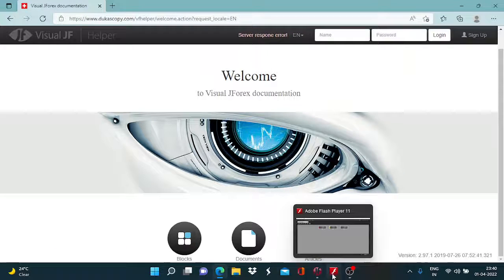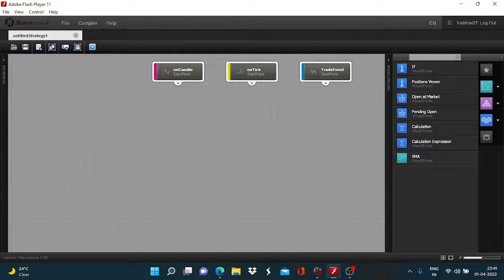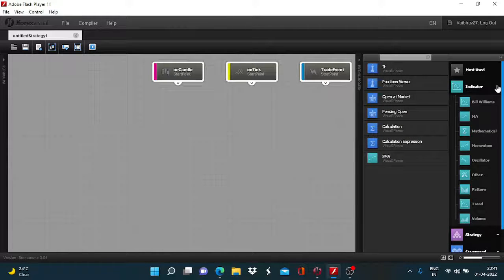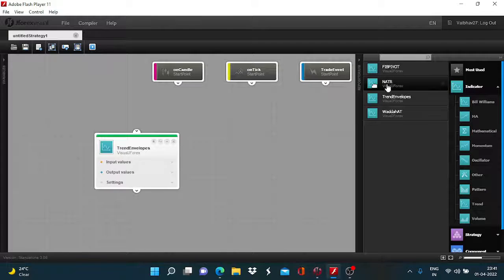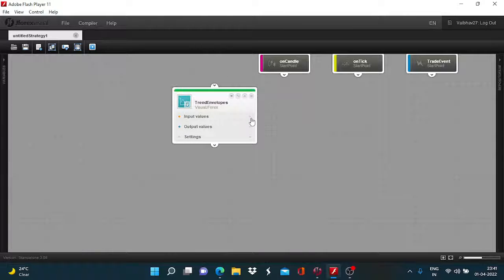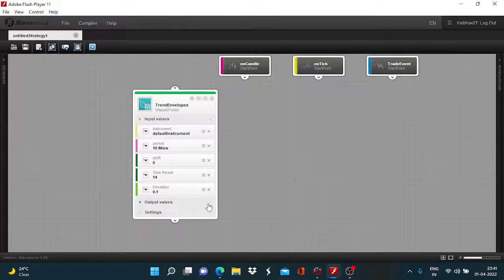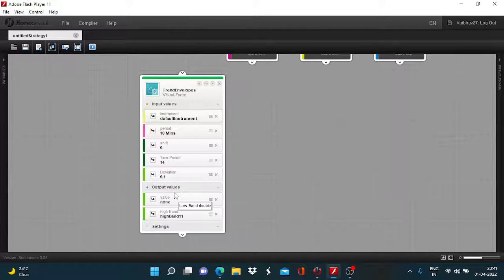We head to the Visual JForex board, which has been developed by the Dukascopy Bank SA. You will find this indicator amongst the trend indicators just below the NATR. Last session was dedicated to normalized average true range. This time around, we will be working with the trend envelopes. We will see how we can design a system to optimize the trade entries based on the output values of these trend envelope, the low band and the higher band.